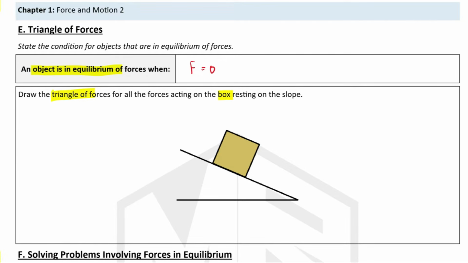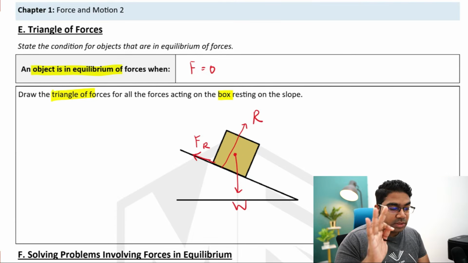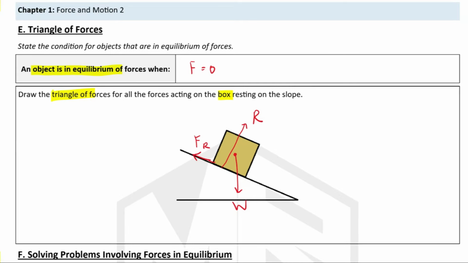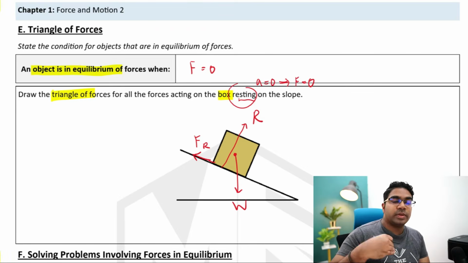Let's draw the triangle of forces for the forces acting on the box resting on the slope. First, let's identify the forces. As long as it has mass, it has weight. It is pressing on the slope, therefore we have a normal reaction to it, and it is tending to slide downwards, which means we will have frictional force in the opposite direction. Now we have three forces, and all these forces are in equilibrium because it is resting on the slope. There is no acceleration. When acceleration is equal to 0, that means resultant force is equal to 0 as well, as we know from earlier.